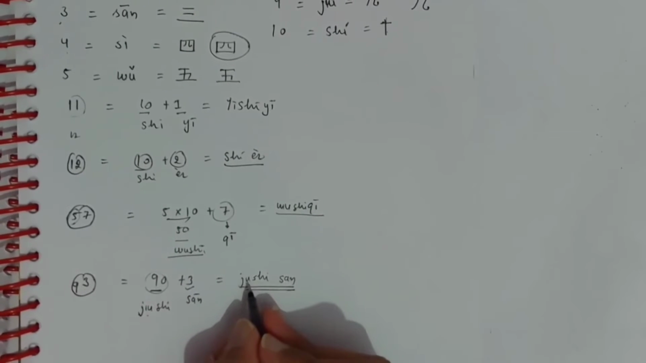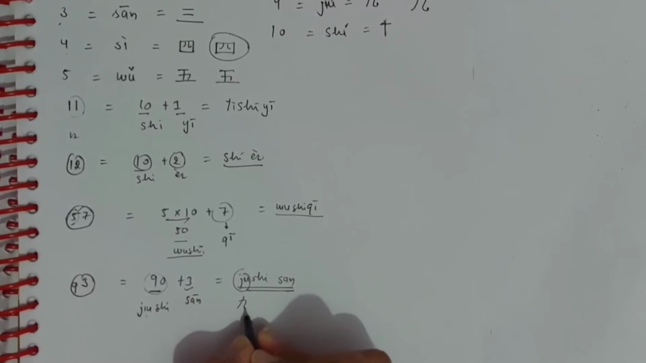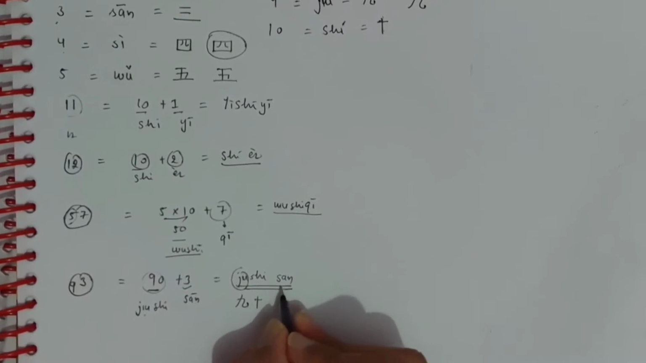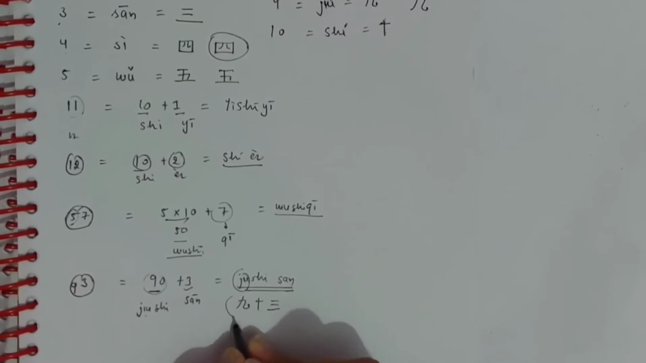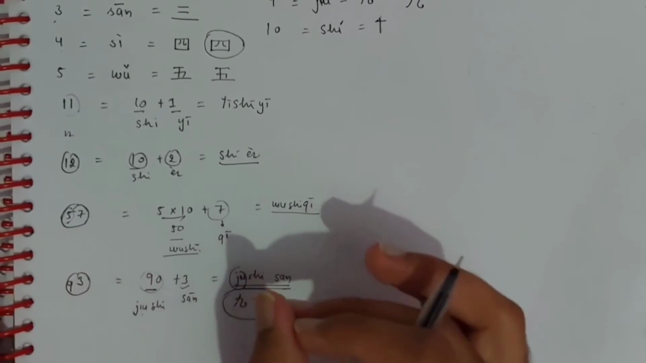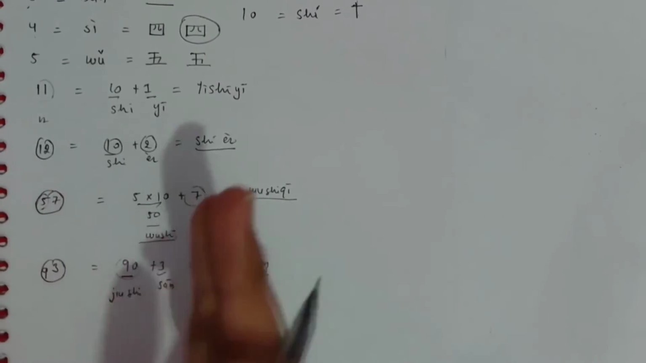And you know the character of jiu. Jiu we write it like this. Shi we write it like this. San we write it like this. So this is 93. Very simple. Chinese is very simple in counting above 10. So you can split the words.